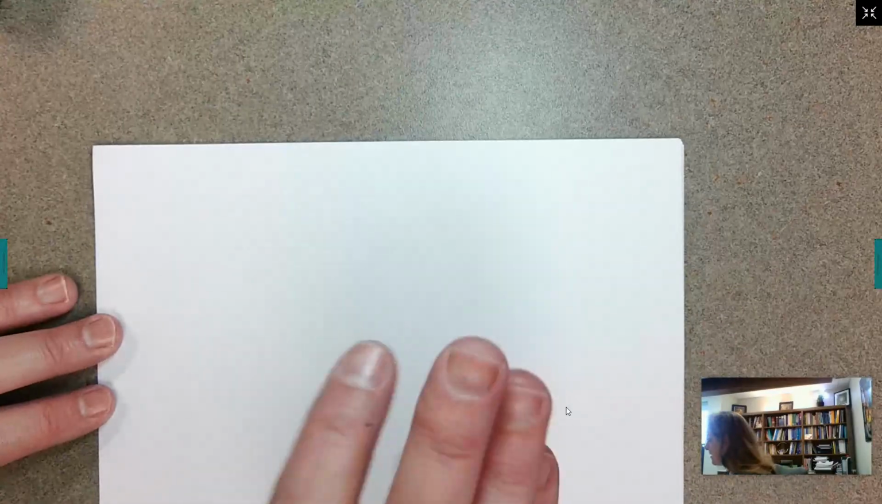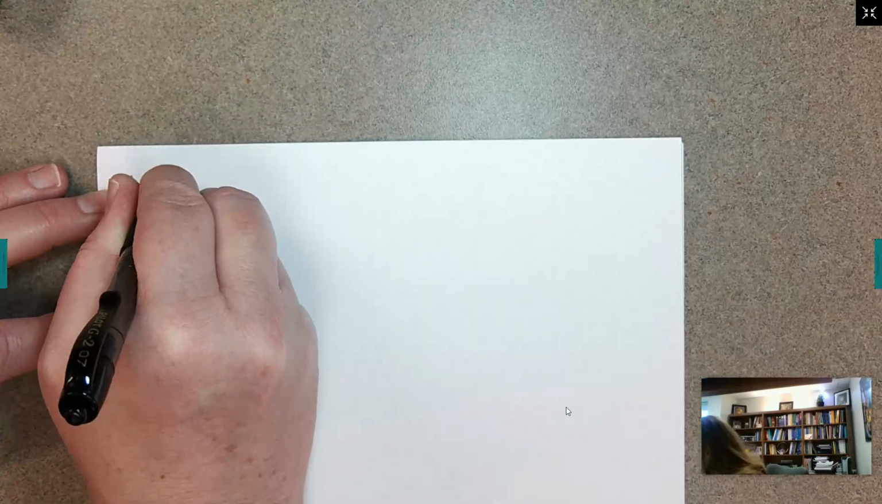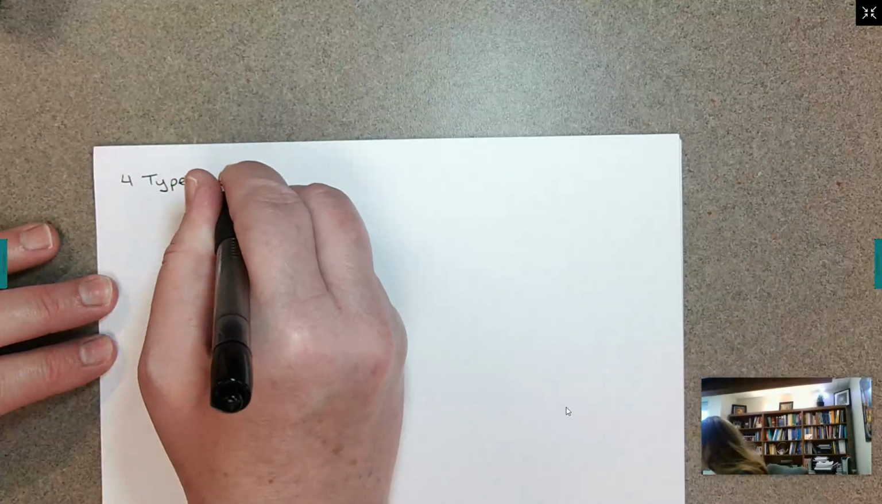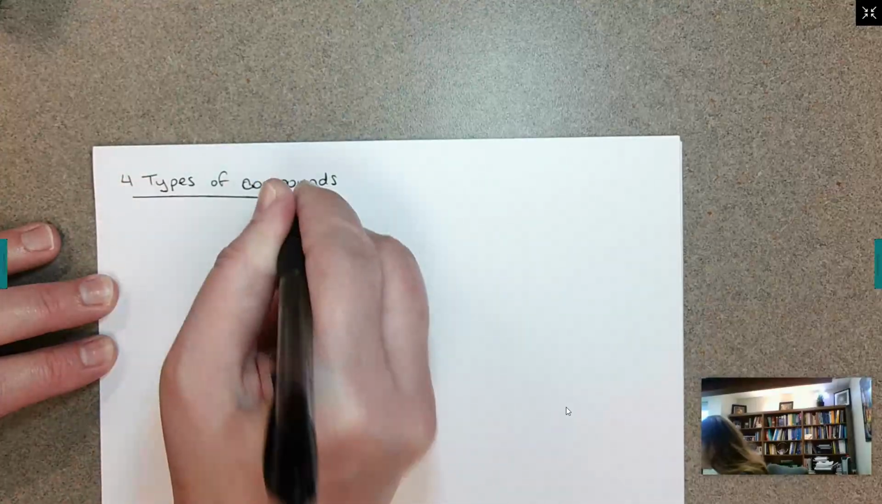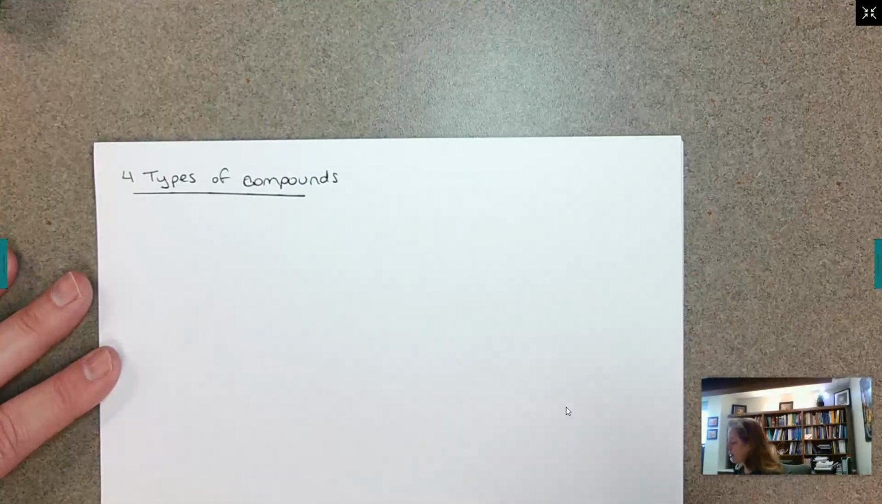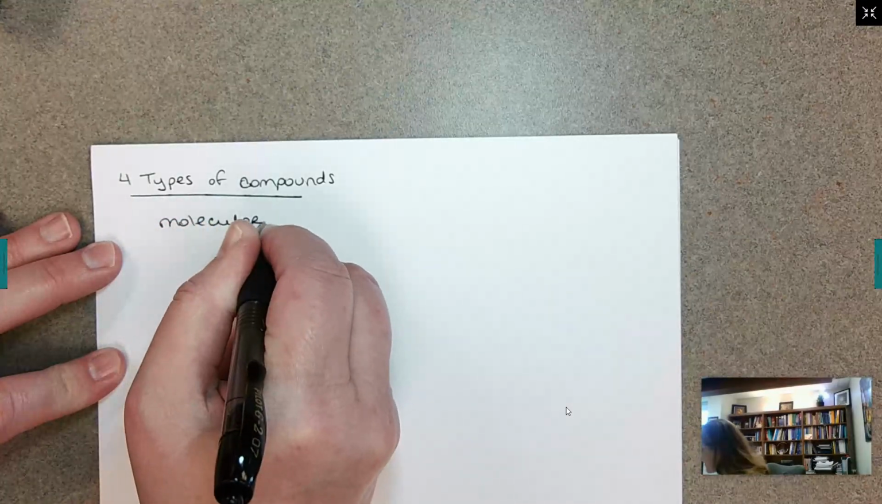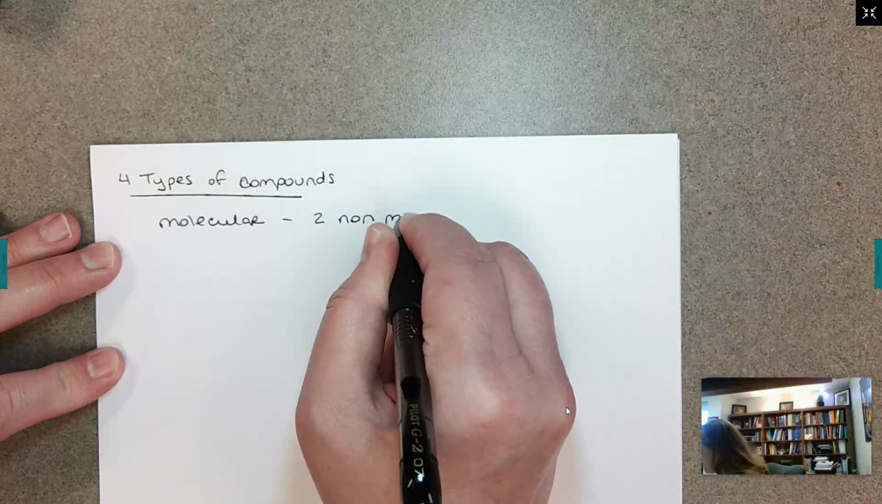So we're first going to talk about the 4 different kinds of compounds. We've got 4 main types of compounds. And they are molecular. And these are going to be made up of 2 non-metals.